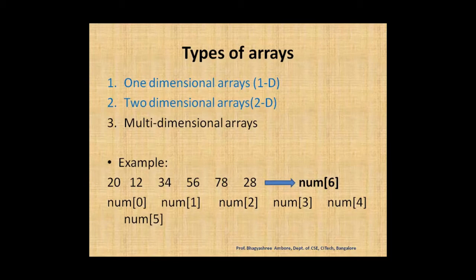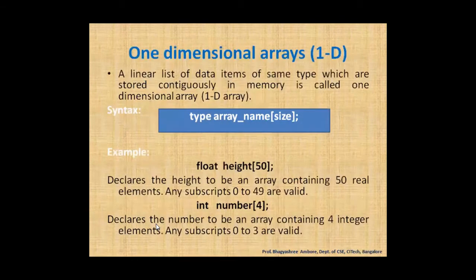Here, the index always starts with 0 and ends with maximum size minus 1. Because we are starting with 0, obviously it will be n minus 1. Now we'll start with one-dimensional arrays. What is a one-dimensional array? It is a line of data or a linear list of data items of the same data type. If I want to group integers, all must be of integer data type. If I have floats, all the values inside that array must be of float data type.